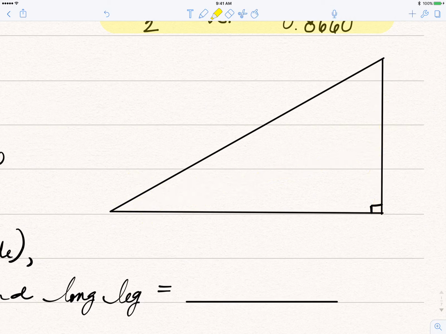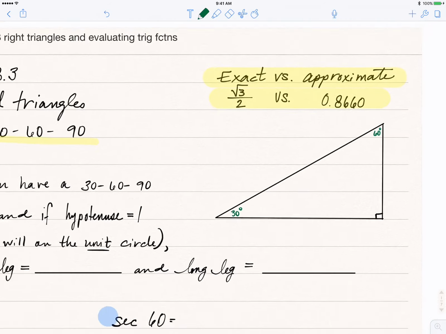So if that's the case in this particular triangle, it's very easy to know then that this is my 30-degree angle because it's opposite the smallest side. This is my 60-degree angle because it's opposite my medium side. And then the hypotenuse is opposite the greatest angle, which is my 90-degree angle.